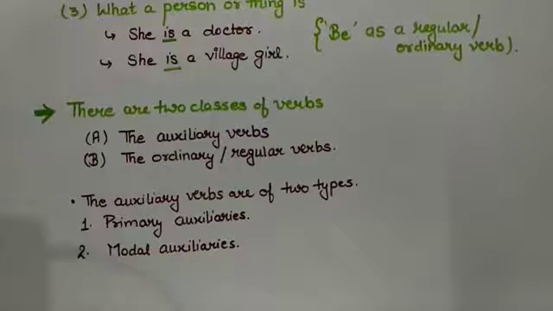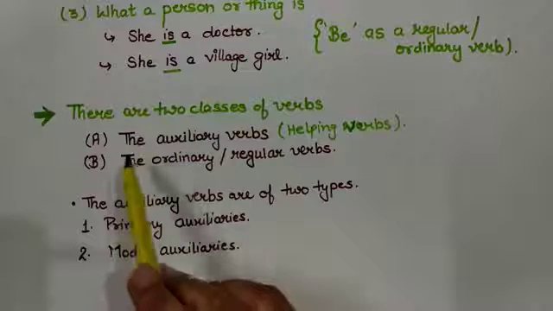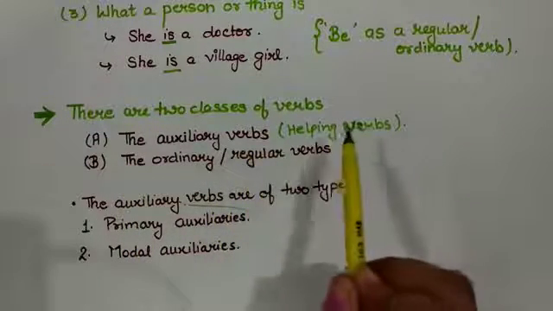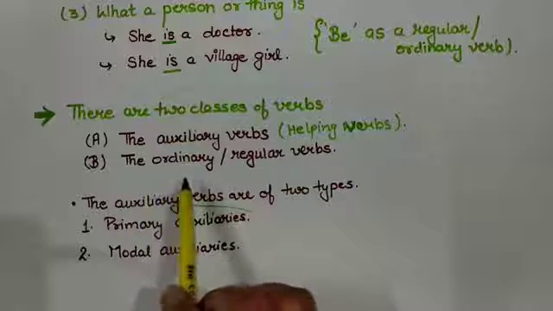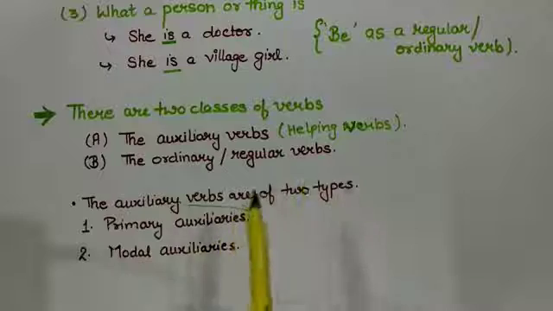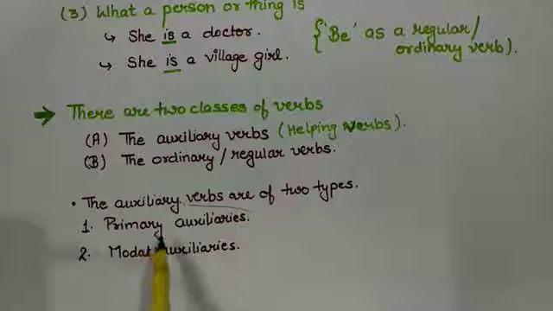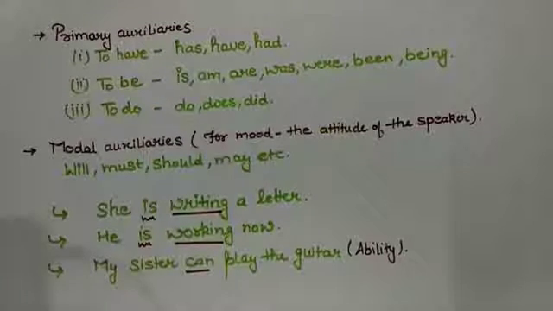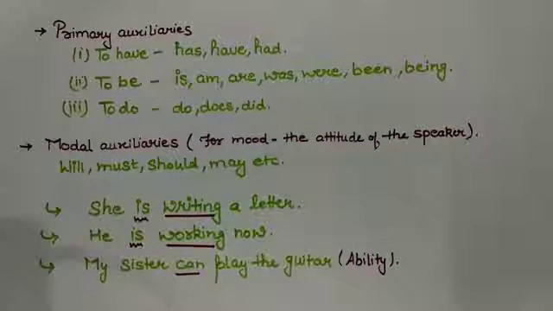Now, there are two classes of verbs. One is the auxiliary verbs, also called helping verbs, and the other one is the ordinary or regular verbs. Auxiliary verbs are again of two types, that is primary and modal auxiliaries. Auxiliary verbs are actually helping verbs. They are not doing an action in the sentence, but they are supporting the action verbs.